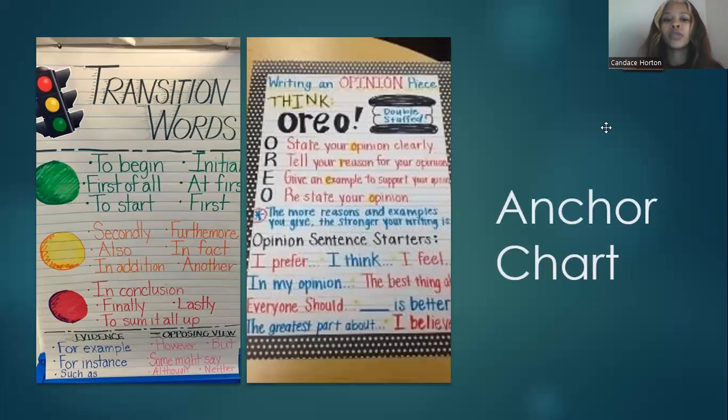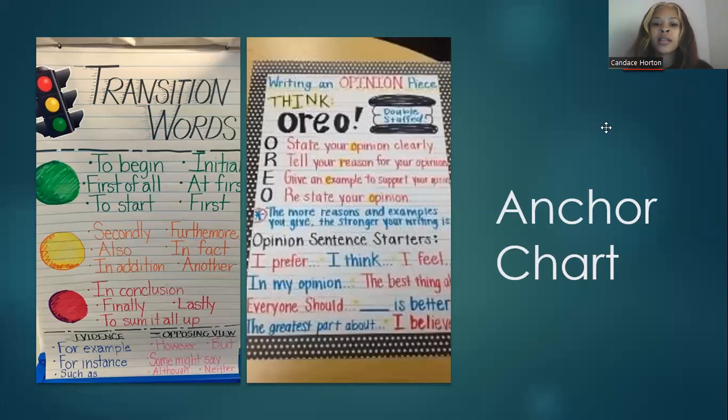Like I said, I want her to use some transition words and linking phrases. So these are some she can use: first of all, initially, at first, in addition, in conclusion, to sum up her writing piece, as well as the Oreo method. You use this when you're writing an opinion piece because she, like I said at the beginning, she stated an opinion piece, so this could definitely be useful in the classroom.